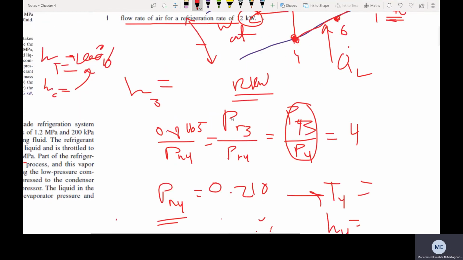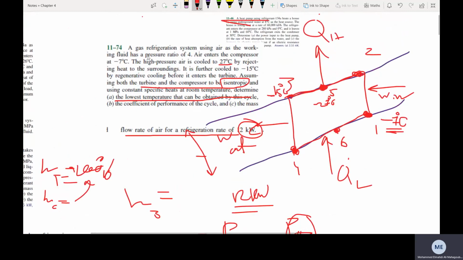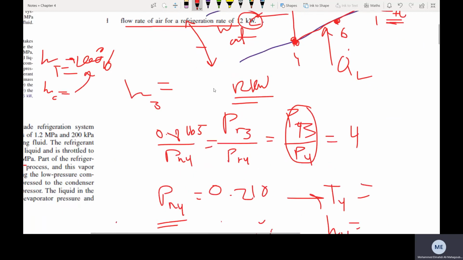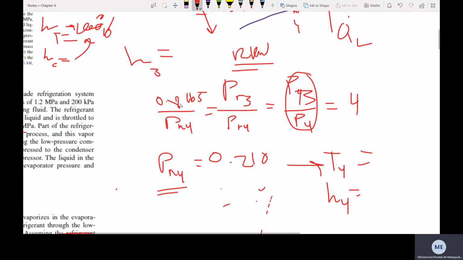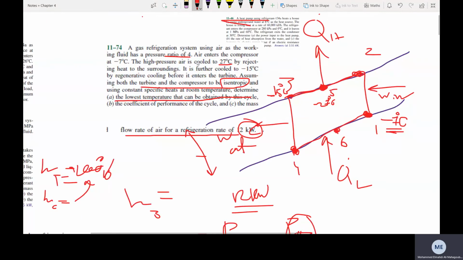Okay, 1 minute. This is pressure ratio 3. Okay, we have a pressure ratio of 4. So this is the pressure ratio of 3, and this is the pressure ratio of 4. 4 is at a lower pressure. It is further cooled by a regenerator, cooled to minus 15 degrees Celsius by regenerative cooling before it enters the turbine. So from here, minus 15.